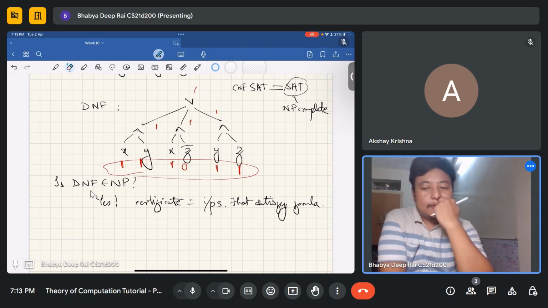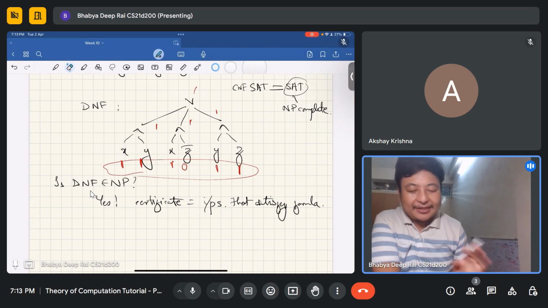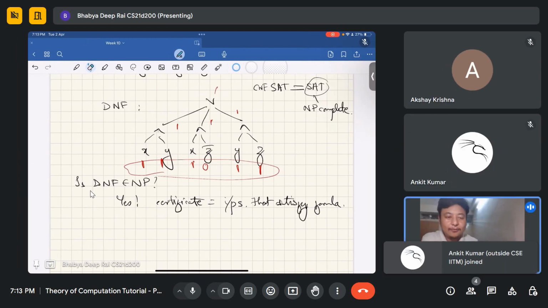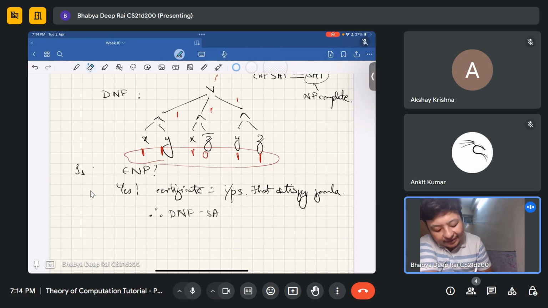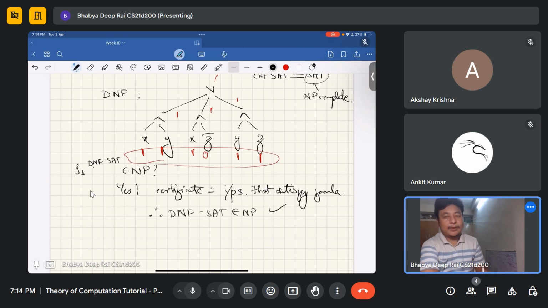Now this satisfying assignment I can easily give you. This is a small size certificate. What is the length of the certificate? N, which is polynomial size. And therefore, circuit SAT, sorry, not DNF SAT, is in NP because it follows the definition.